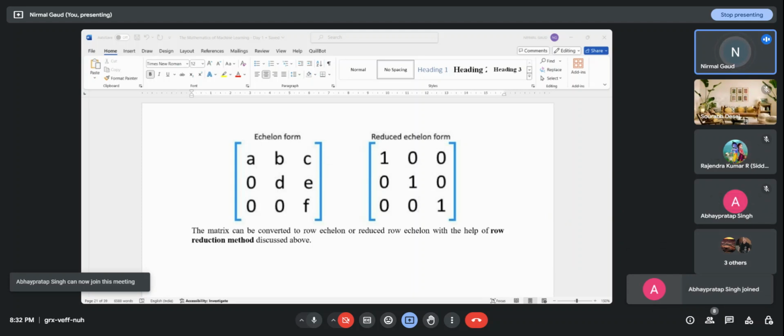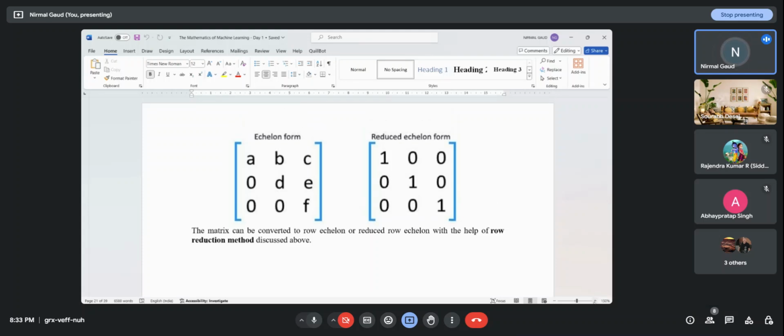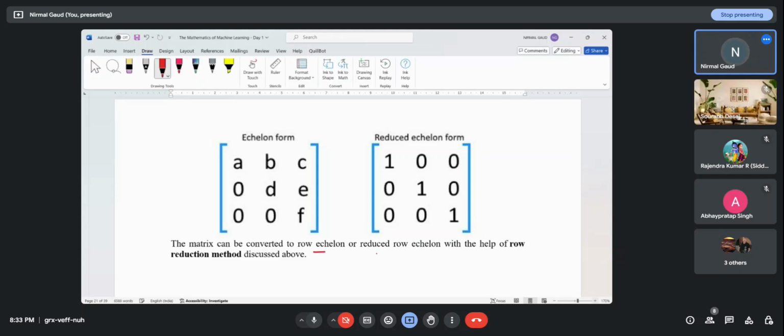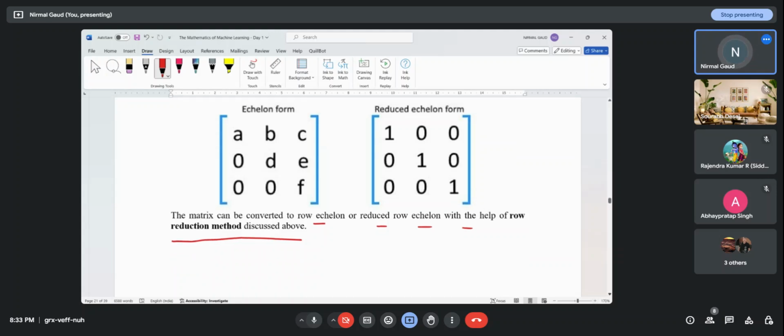So here you are seeing echelon and reduced echelon format. I did talk about this in yesterday's lecture also. Fine. So we are converting into row echelon or reduced row echelon format to help the reduction method.